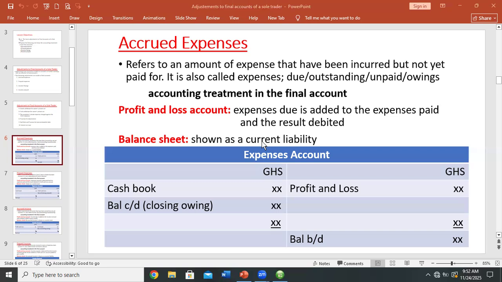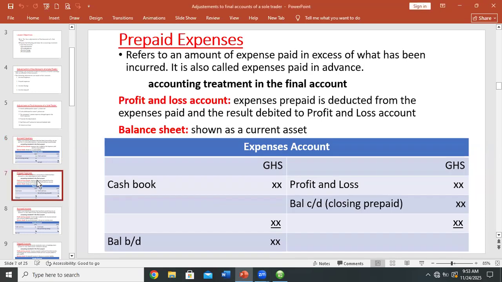Please, any question on accrued expense before we move on? Any question? Okay. If there are no questions, then professors, please note that for accrued expenses, we add them to the profit and loss account, and in the balance sheet, we show it as a current liability. Let's go to the next one, which is the opposite of accrued expense.